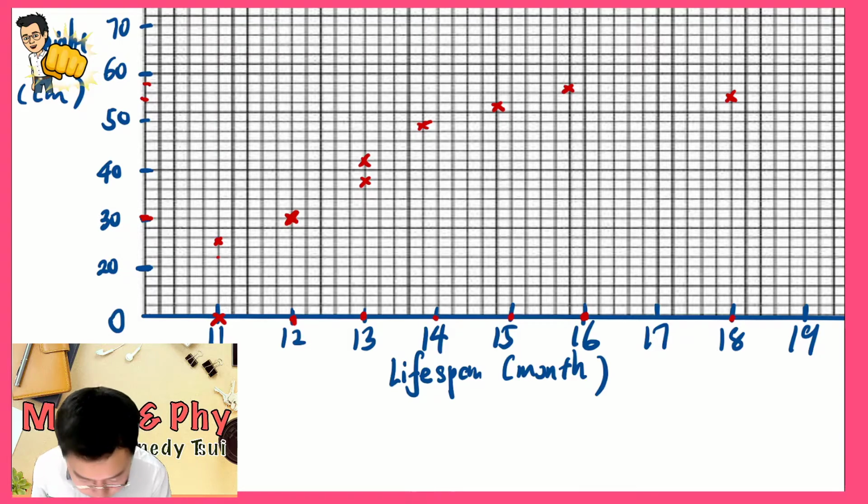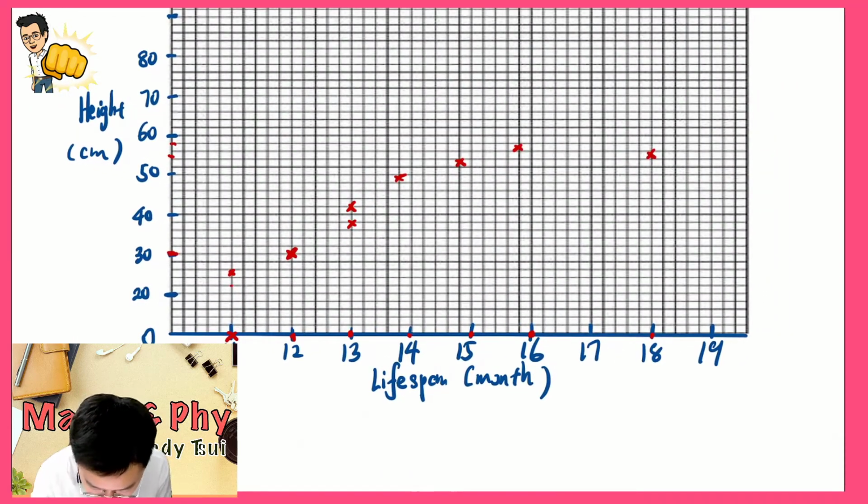And then for the 18, it should be 68. It should be lower than 70, lower than 70. Sorry, 68.